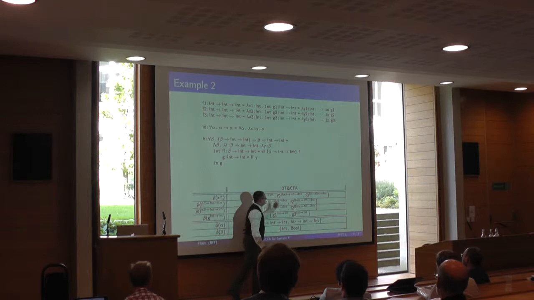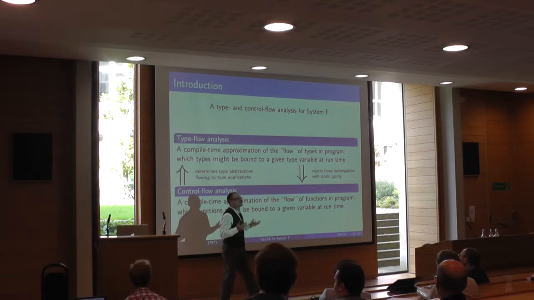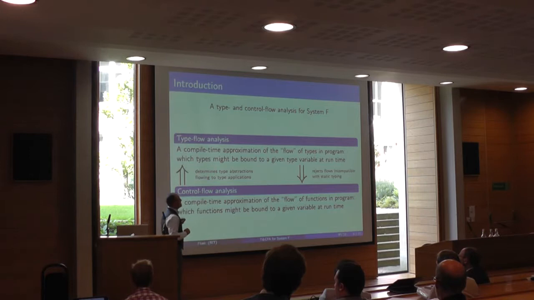Okay. So I want to coin a term here and call this second bit of information type flow analysis. By way of analogy, this is a compile time approximation of the flow of types in the program. In particular, I'm interested in which types might be bound to type variables at runtime. And then the key thing that I think makes this very interesting is that these two flows are mutually beneficial in a particular sense.